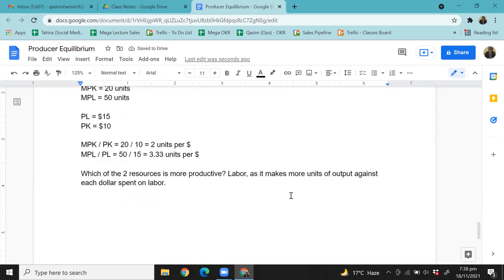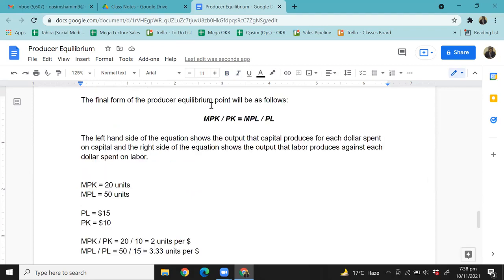Any confusion so far? Anything that's not clear? So which of the two resources is more productive? Labor, as it makes more units of output against each dollar spent on labor, right? We got this? So this is what this equimarginal principle, or the final form of producer equilibrium, shows us.